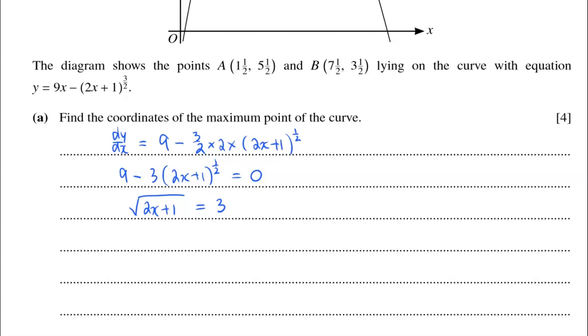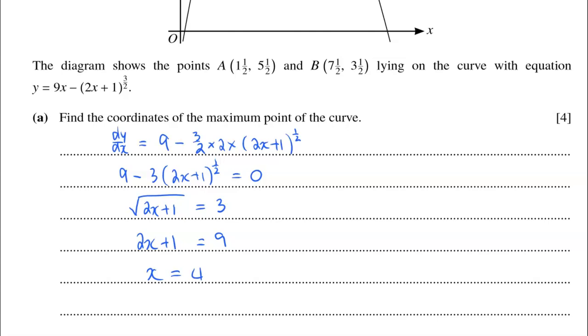Right, square both sides, and we'll get 2x plus 1 is equal to 9. Subtract 1, we get 2x equals 8, and then divide by 2, and we'll get x equals 4. All right, we want to find out the y value. This is the x coordinate of the maximum, because that's where the gradient is 0.